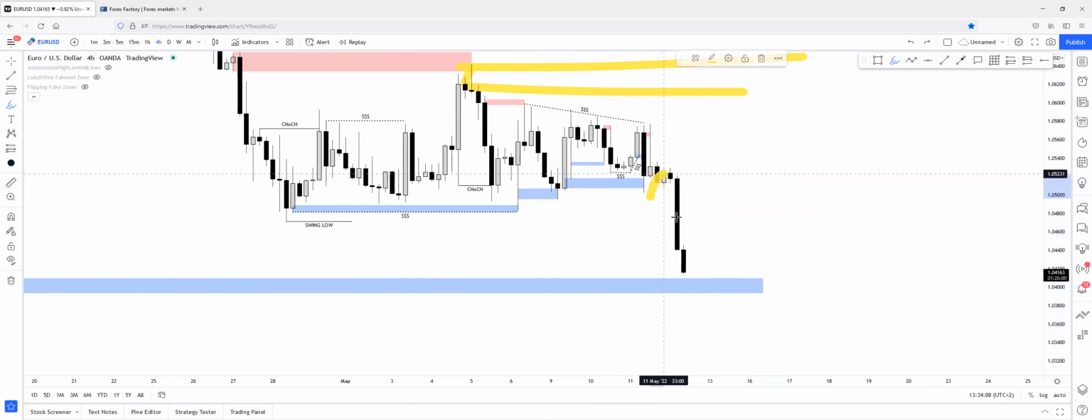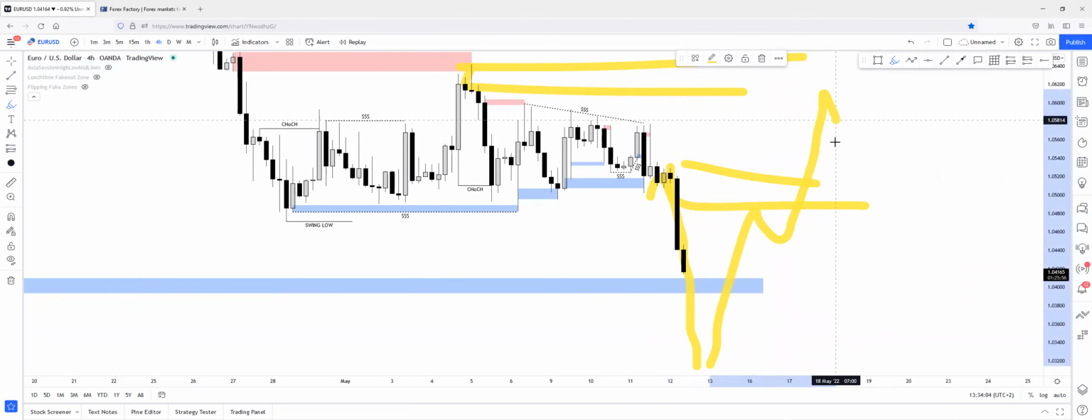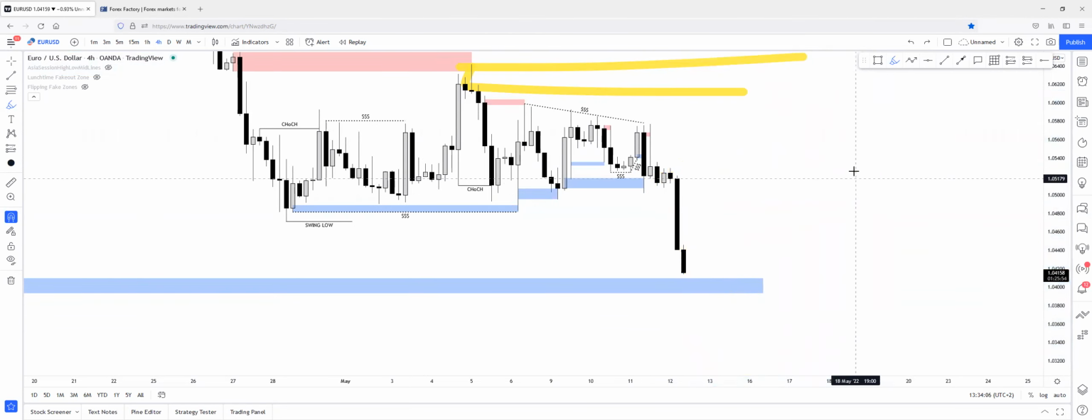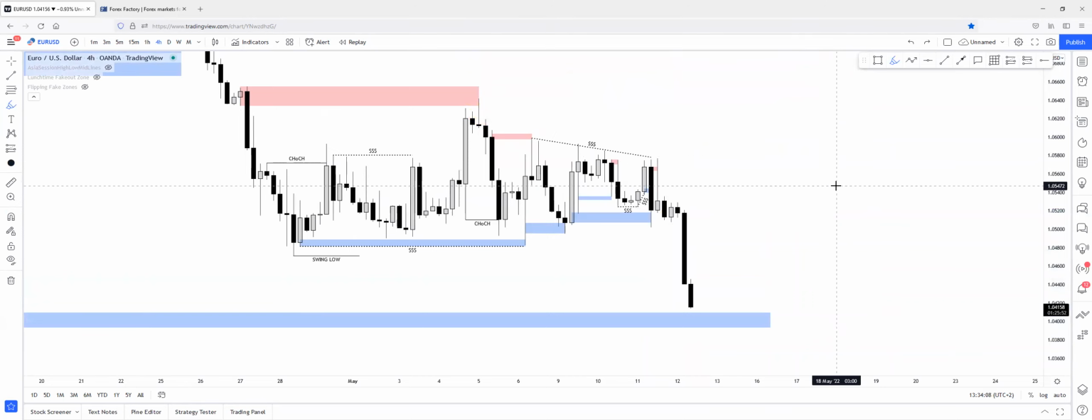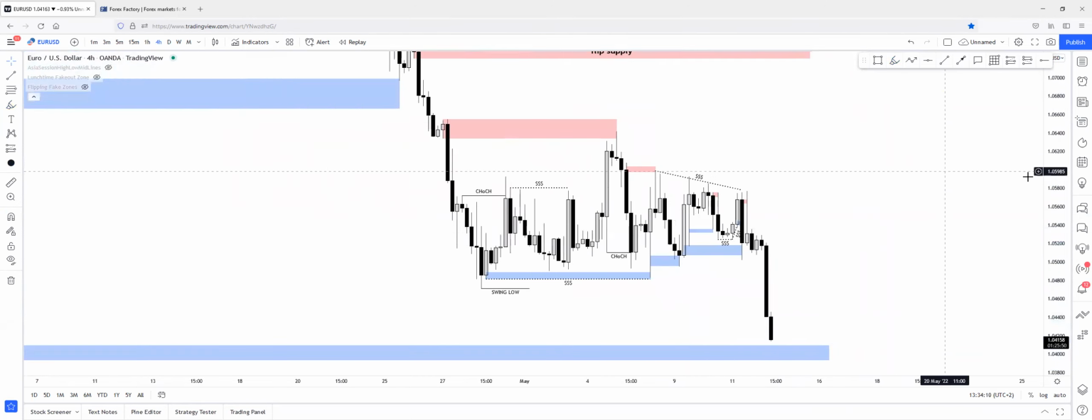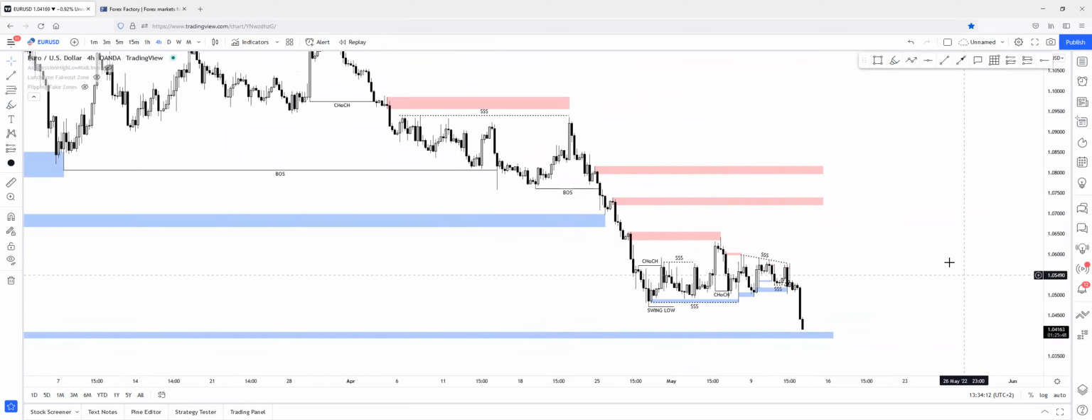But if price breaks this zone and this supply zone can't hold price, I believe a much deeper, or rather upper, pullback will happen to some really higher supply areas.